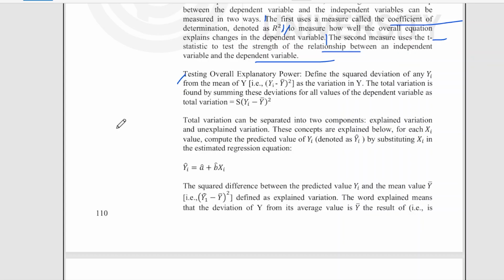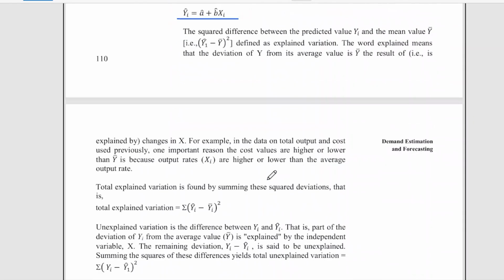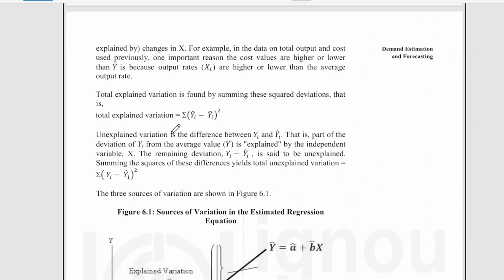In testing overall explanatory power, define the squared deviation of any yi from the mean of y. This is the equation, and the variation in y is this. So please refer to these equations. The total variation can be separated into two components: explained variation and unexplained variation. The concepts are explained below. The total explained variation is found by summing this squared deviation, that is, total explained is like this.